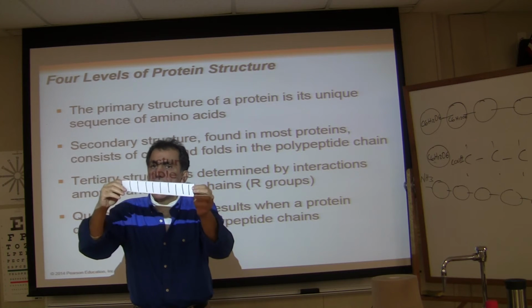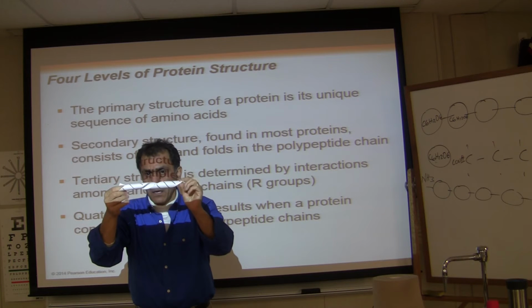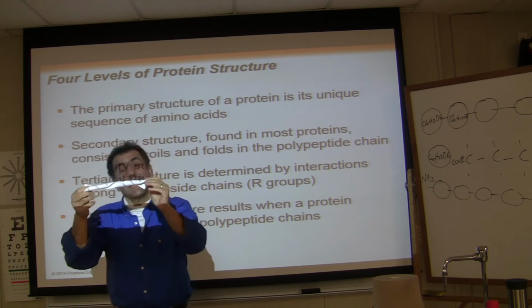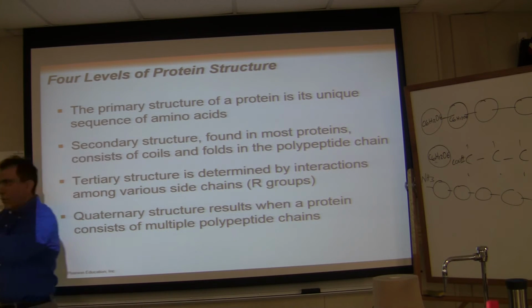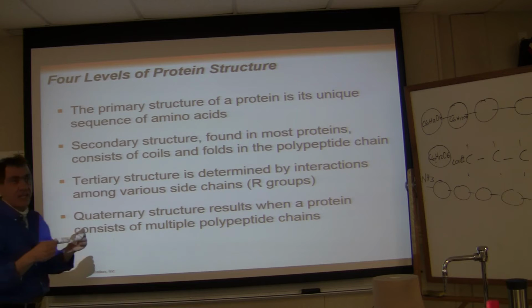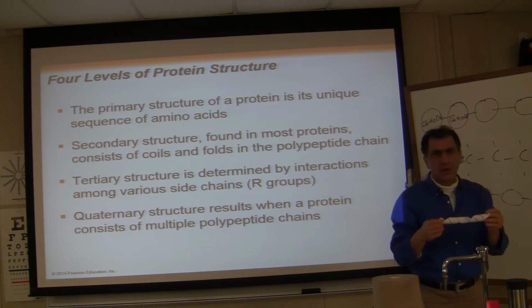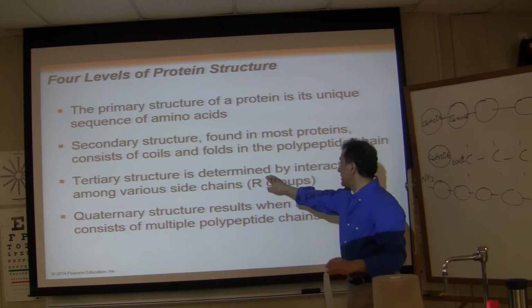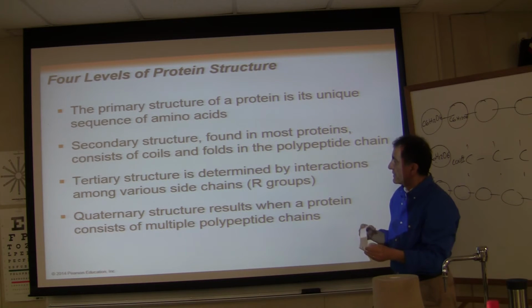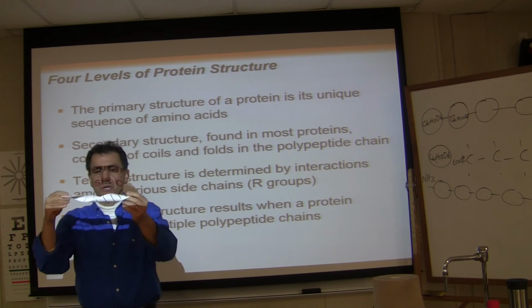But when you have it twisted like this, then this is a secondary structure. Secondary structures found in most proteins consist of coils and folds in the polypeptide chain. That would be a secondary structure. Then a tertiary structure is determined by interactions among various side chains, the R groups.